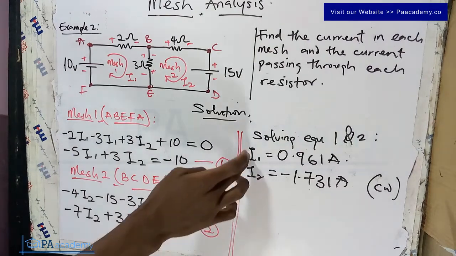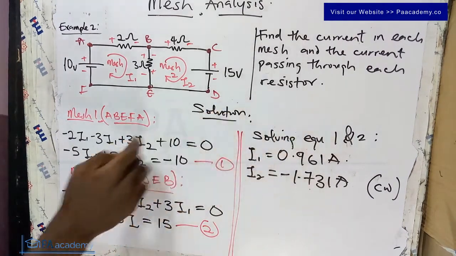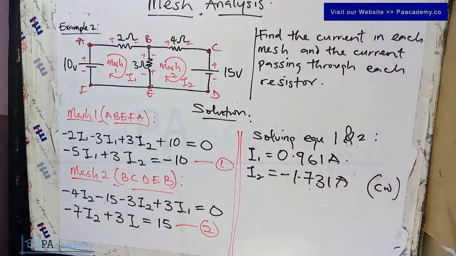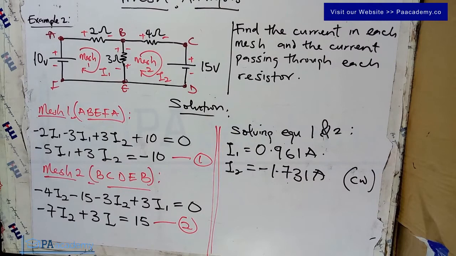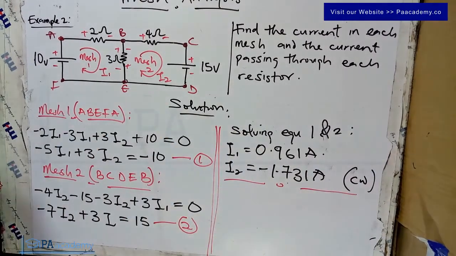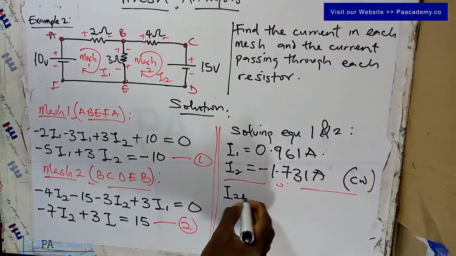Alright, so we've been able to get the currents I1 and I2. The next thing for us to do is to get the current that is flowing through each of these resistors. So we have the 2 ohm, 3 ohm and 4 ohm resistor. The one we are going to consider first is the 2 ohm resistor. So that will be the current flowing through the 2 ohm resistor.